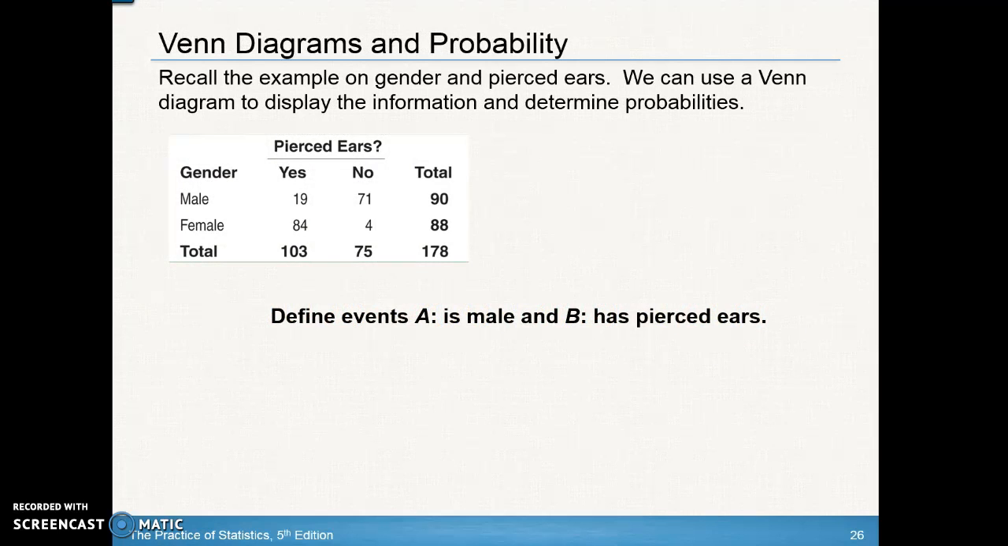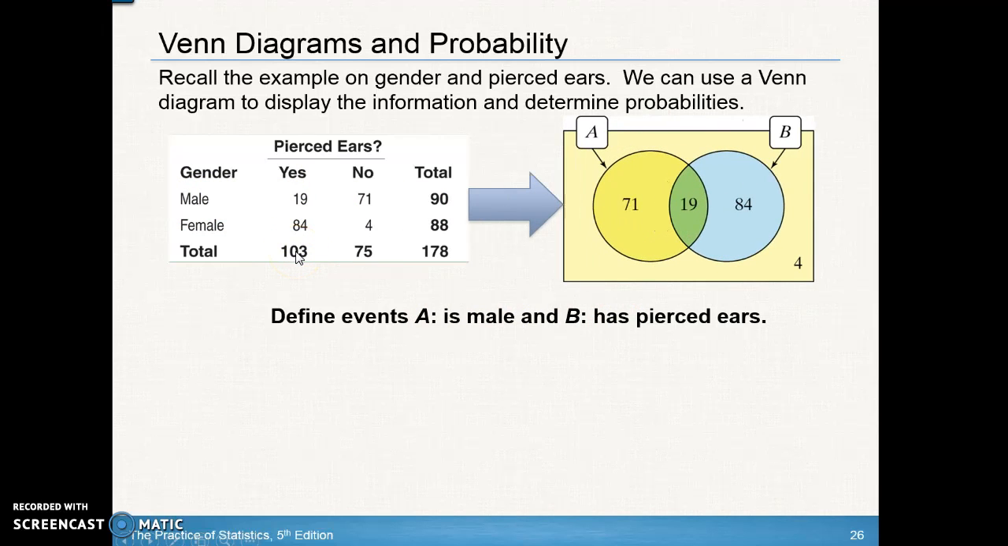All right, so let's go back to the example where we talked about pierced ears. How can we use a Venn diagram to display the information and determine the probabilities? So let's say that A is male and B has pierced ears. So we're looking at male and pierced ears. How could we make a Venn diagram that would represent that situation? Now, notice the total of male is 90. So A is representing 90, but I have 71. That doesn't really make sense, okay? That's just the males that don't have pierced ears.